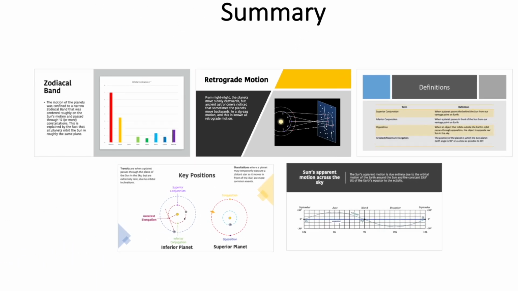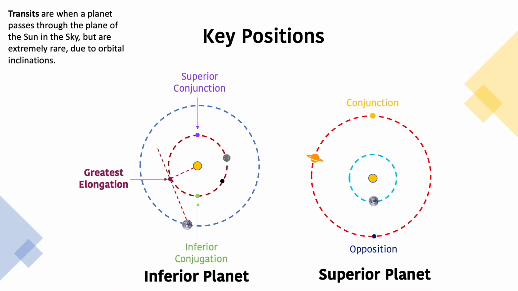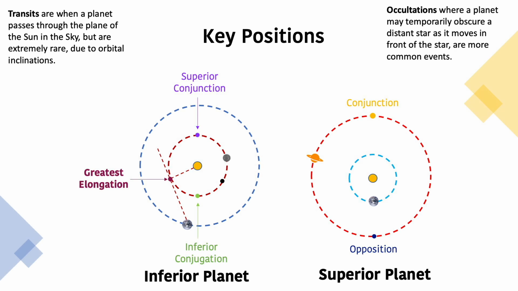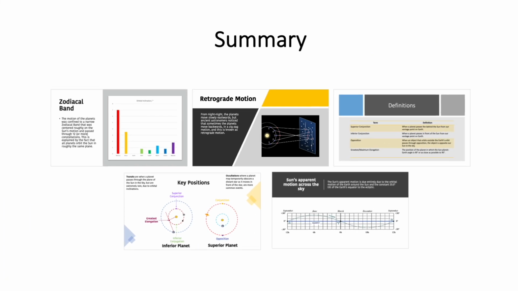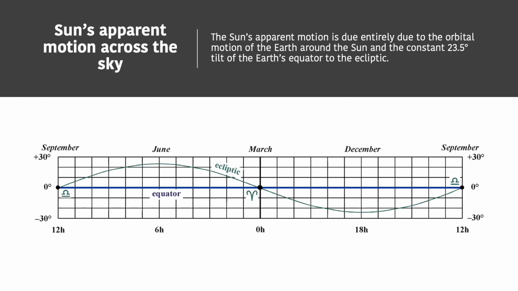Transits are when a planet passes through the disk of the sun in the sky, but are extremely rare due to orbital inclinations of inferior planets. Occultations, where a planet may temporarily obscure a distant star as it moves in front of it, are much more common. Finally, the Sun's apparent motion is due entirely to the orbital motion of the Earth around the Sun and the constant 23.5-degree tilt of the Earth's equator to the ecliptic.